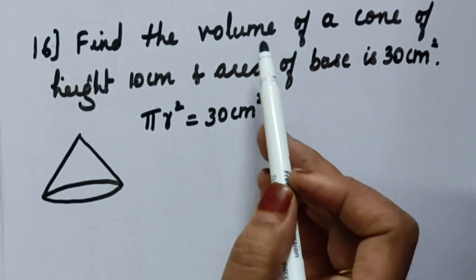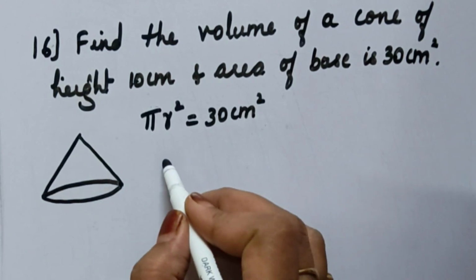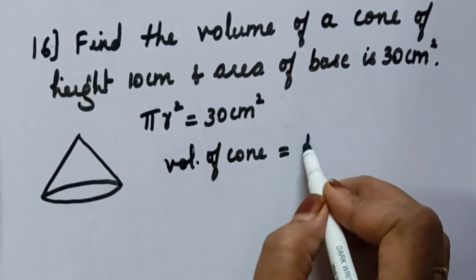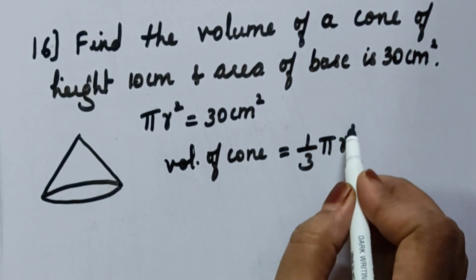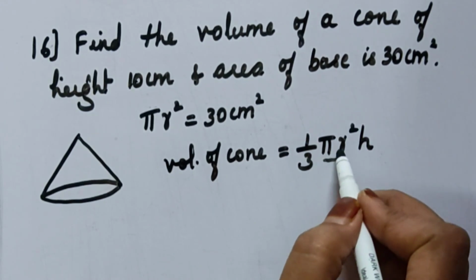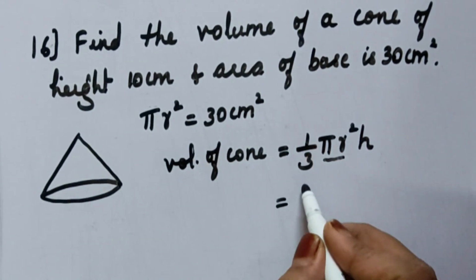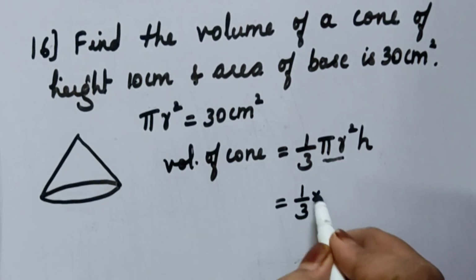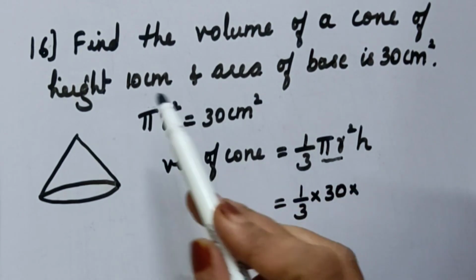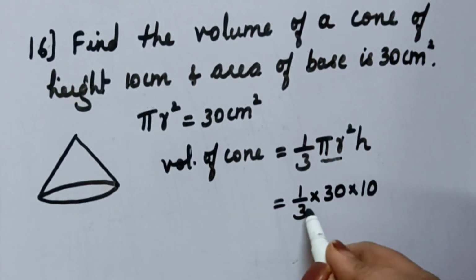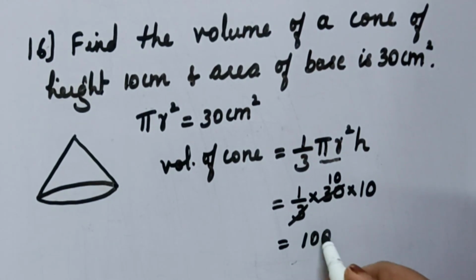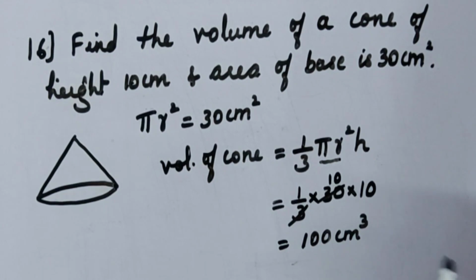Now we need to find out the volume of the cone. Volume of cone equals 1 by 3 pi r square h. We know the value of pi r square, that is 30. Let me write 1 by 3 into pi r square value 30 into h. The height is 10. 3 ones are 3, 3 tens are 30, so 10 tens are 100 is the volume of the cone.